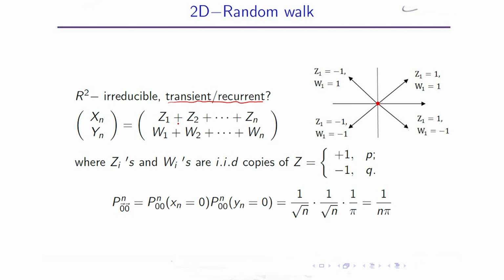So Xn, Yn is equal to Z1 plus Z2 up to Zn, and W1 plus W2 up to Wn. And we know that all Zi and Wi are IID copies of either +1 or -1 with probability p or q. So in this process, if we start from 0 and we want to return to 0, that means for the x-axis we have to return to 0, and for the y-axis we have to return to 0. And we have known that for the x-axis returning to 0, the probability is equivalent or very close to 1 over square root of n, right? And for Yn equal to 0 it is also 1 over square root of n, times 1 over pi. So that is 1 over n pi.